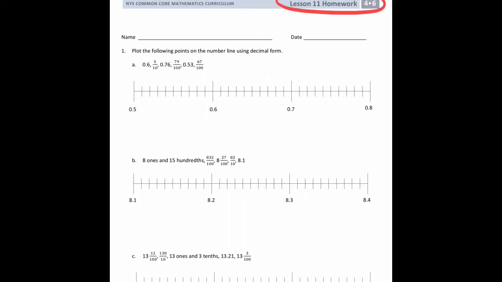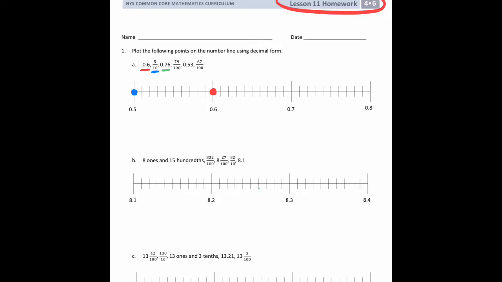On this first one, it's asking us to plot the following points on the number line using decimal form. So we're going to start off with A, and it says 0.6, so that one's easy. You can just plot it on the line right here at 0.6. Now 5/10 in fraction form is the same as 0.5, so we're going to put that right here.